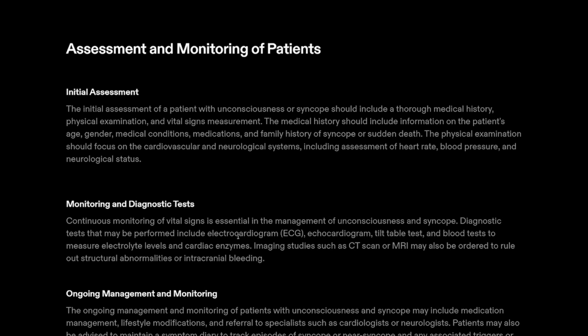In case of syncope, assessment and continuous monitoring of the patient is very, very important. In the initial assessment, we need to take a detailed history, physical examination, and complete vital signs measurement. The patient's medical history includes age, gender, medical conditions, medications, and family history of syncope or sudden death. In the physical examination, we need to monitor the cardiovascular and neurological systems, including heart rate, whether there is bradycardia, blood pressure, like if the patient is having hypertension, and the neurological status, the complete GCS.